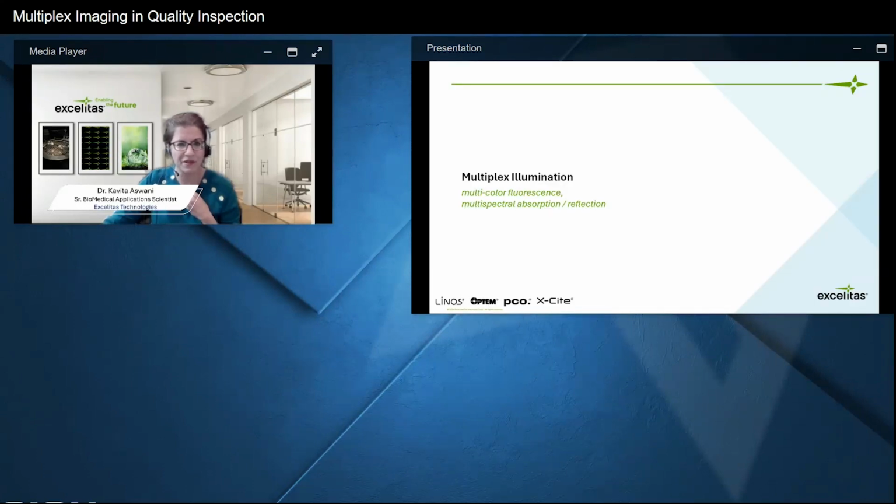So in your multiplex illumination, which is the part that I will cover, and then Gerhard and Michael will cover the camera and the optics. We discussed the actual spectrum. We do have light sources that go from UV to near infrared. And what's required for multiplex illumination?